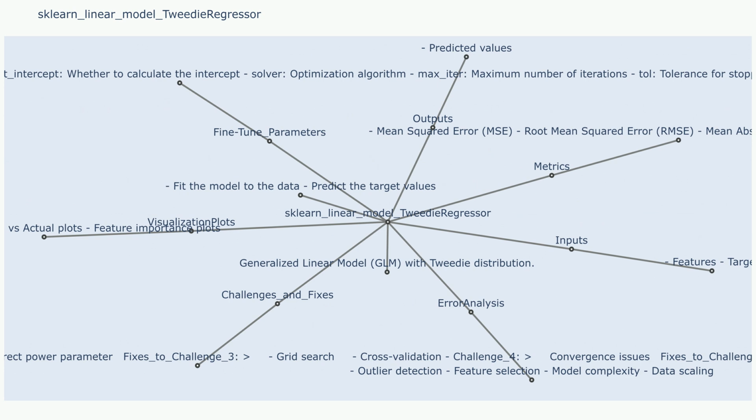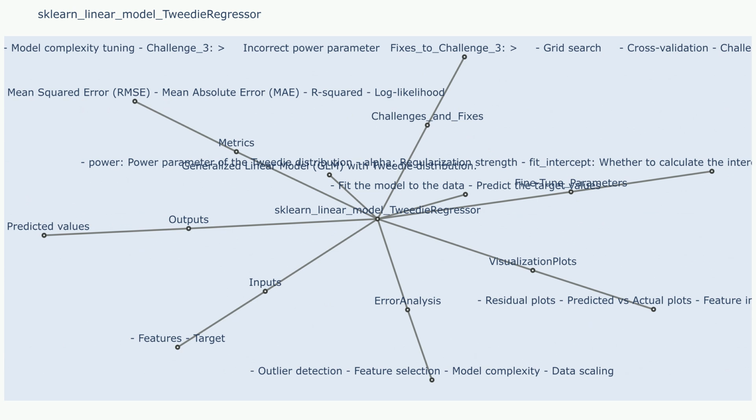Metrics: mean absolute error (MAE) measures the average absolute difference between the predicted and actual values. Mean squared error (MSE) measures the average squared difference between the predicted and actual values. Root mean squared error (RMSE) measures the square root of the mean squared error. R squared (R2) indicates the proportion of variance in the response variable that is explained by the model.